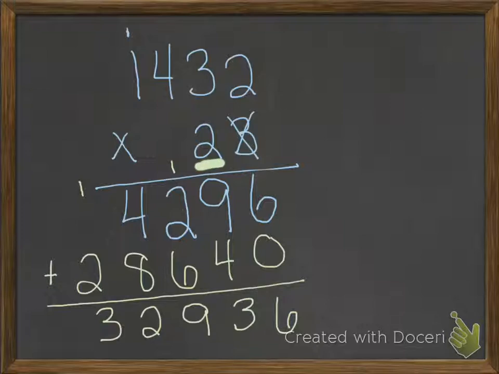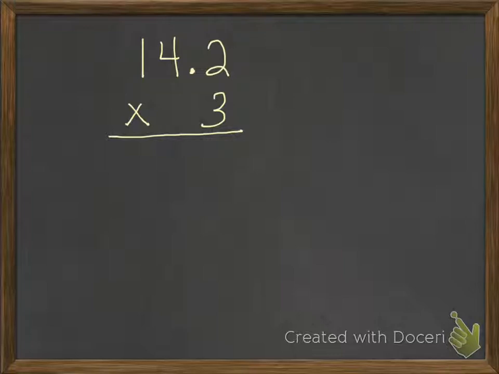Next, I want to take it to another level. We're going to add a decimal place into our problem. In this problem, we'll start with a smaller one. Let's start with 14.2 times 3. If you notice, even though there's a decimal, I lined everything up to the right-hand side. Right now we're going to ignore the decimal and just focus on the multiplication.